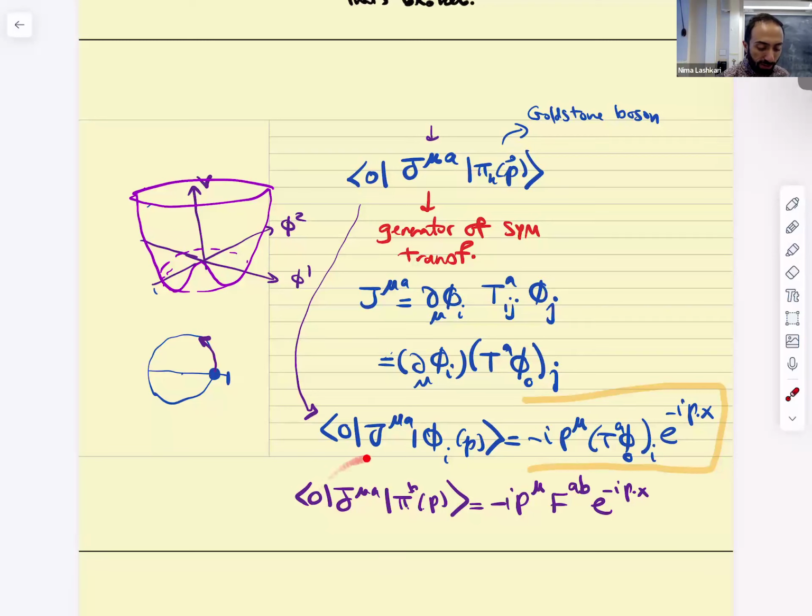In general, we can think of this mixing of the Goldstone boson with the vacuum under the action of the current as having these coefficients FAB. There'll always be a derivative, right? Because there's a derivative in the current. This formula is very important, actually. I'm going to give you a Feynman diagram way of interpreting this, but there's a non-perturbative aspect of it that I'm describing. Is that clear?